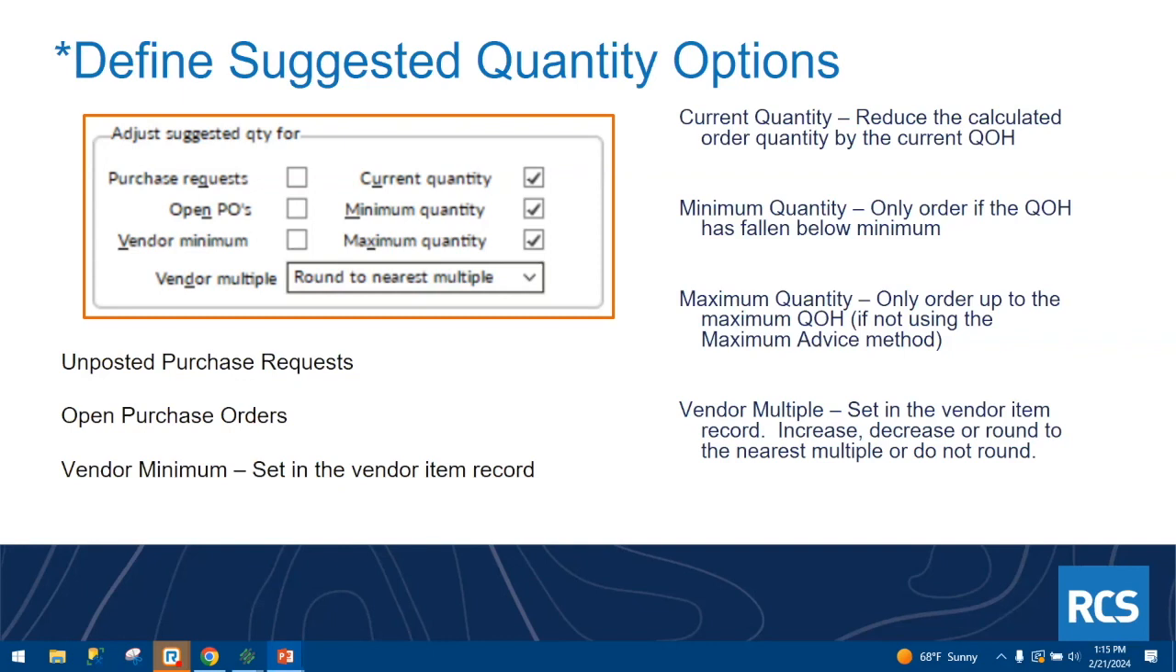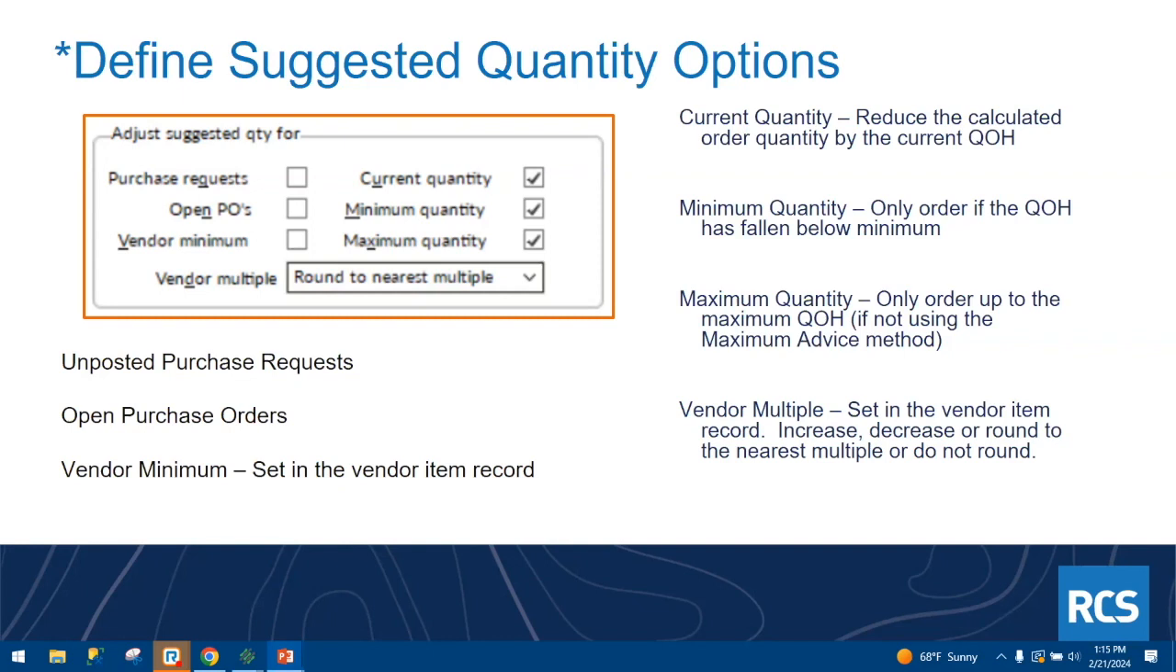So let's say, for example, we sold 100 during that sales period that we want to replenish to. Then we have some options here that we can adjust that 100 for. So if we want to adjust the 100 and take away from it any quantity that's on a current purchase request, so that's an unposted purchase order, or any that are on open purchase orders that we have not received yet. And then if we want to adjust it for the vendor minimum, and again, that was set in the vendor item record.